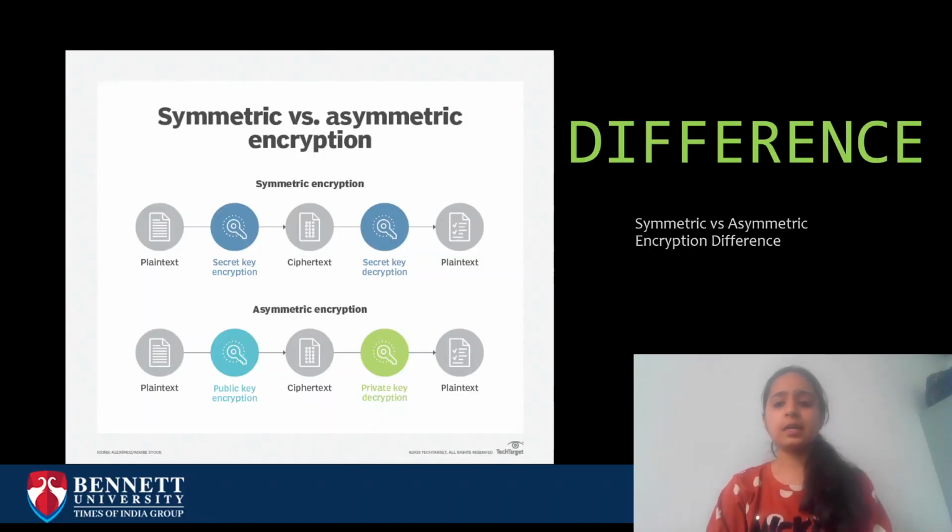Now let's discuss the difference between symmetric and asymmetric encryption. Symmetric encryption uses a single key that needs to be shared among the people who need to receive the message, while asymmetric encryption uses a pair of public and private keys to encrypt and decrypt messages when communicating. Symmetric encryption is an old technique, while asymmetric encryption is relatively new.